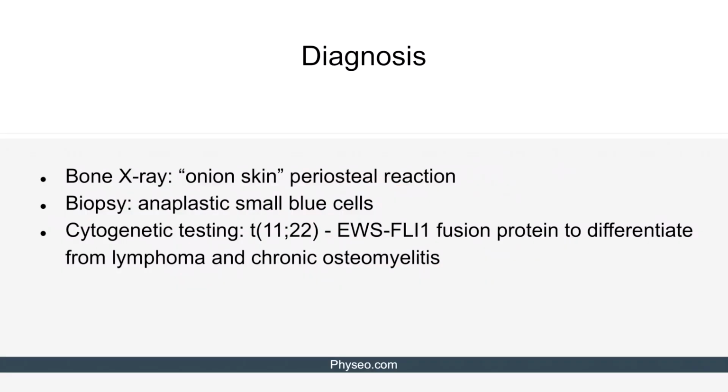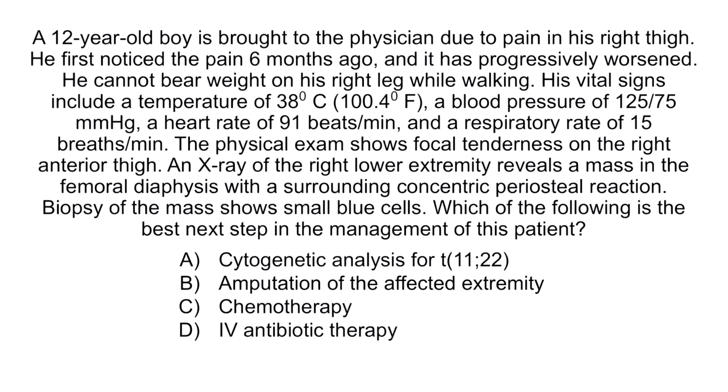This is the slide that we discussed earlier in this lecture, reminding us of the diagnosis and treatment of Ewing sarcoma. Let's discuss why the other options are incorrect. Option B, amputation of the affected extremity, and option C, chemotherapy, are both incorrect because although they're commonly used in the management of patients with Ewing sarcoma, we first need to confirm that this patient truly has Ewing sarcoma. Option D, IV antibiotic therapy, is incorrect because although it's used in chronic osteomyelitis, we first need to find out the exact cause of the patient's condition. So again, the correct answer is A. And that concludes our lecture on osteosarcoma and Ewing sarcoma.